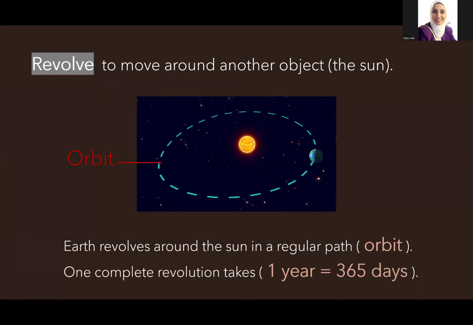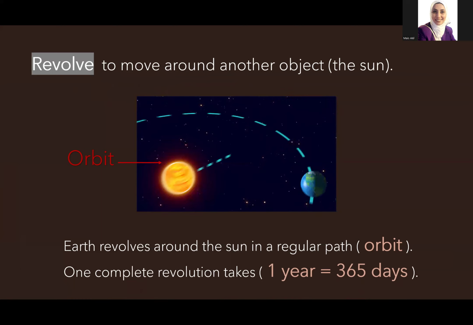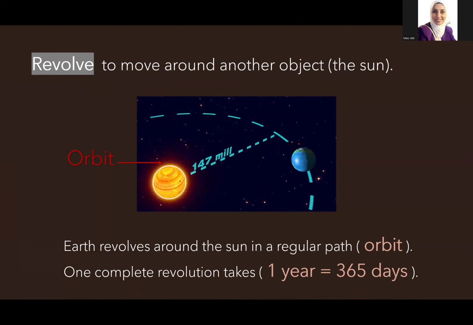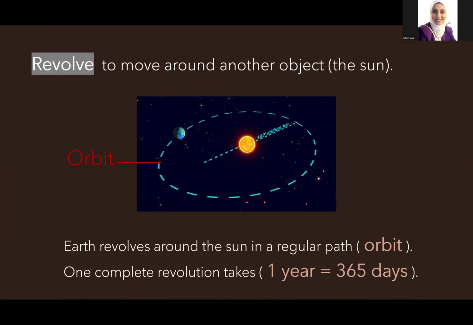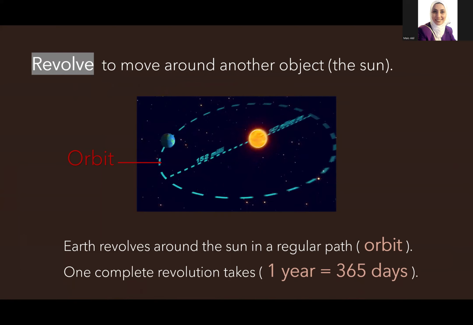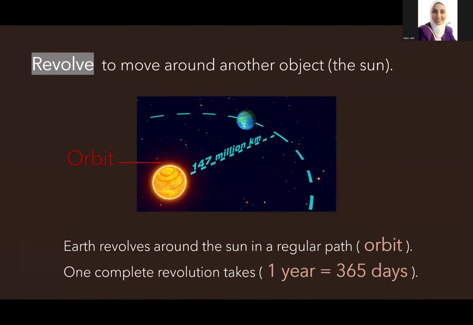One complete revolution takes 1 year, and 1 year is about 365 days. If you remember, we said before, one rotation takes 1 day. That means it takes 24 hours. One revolution takes 1 year, which is about 365 days.